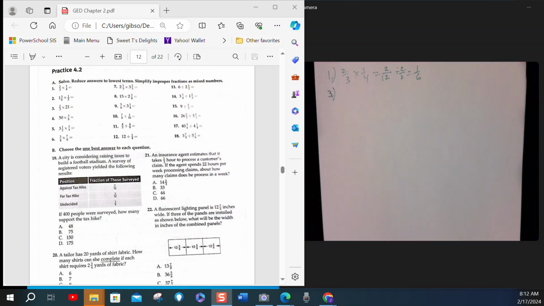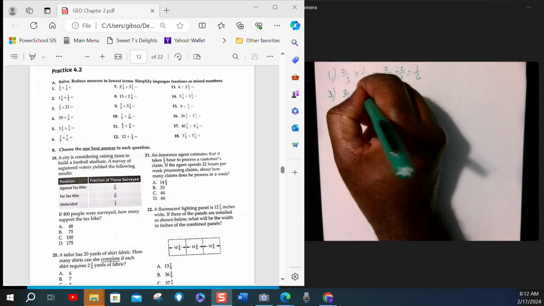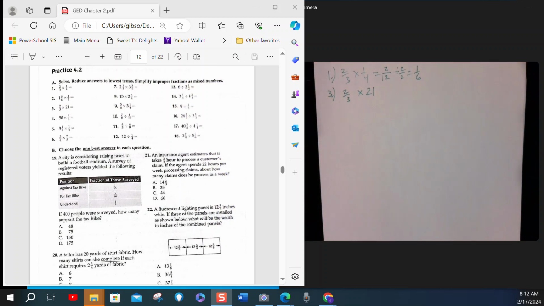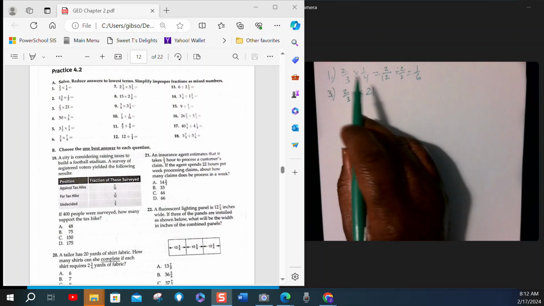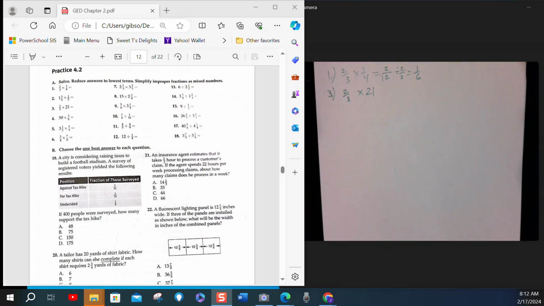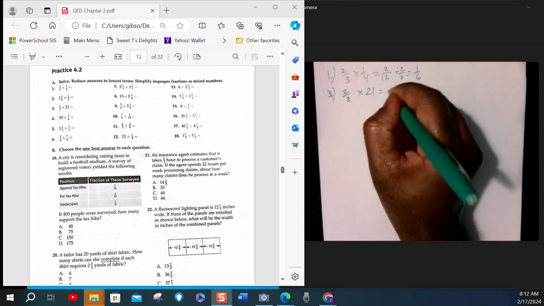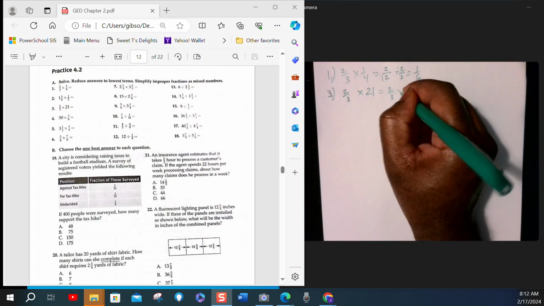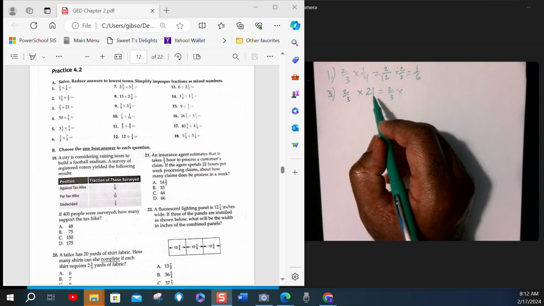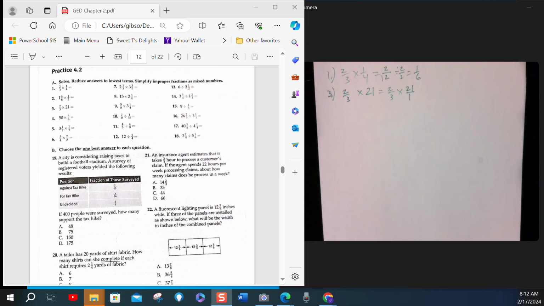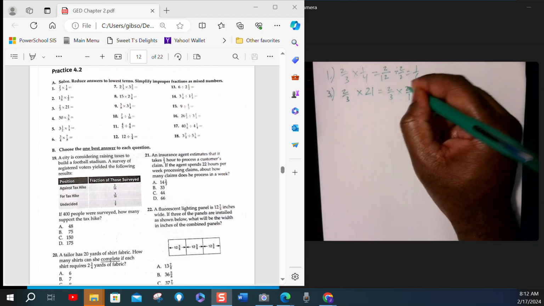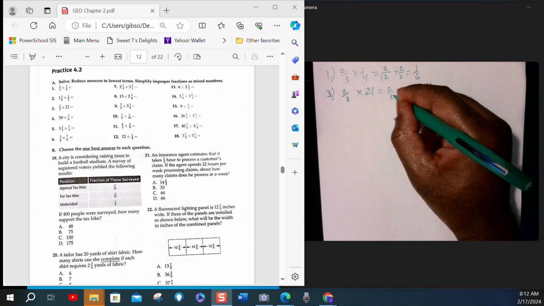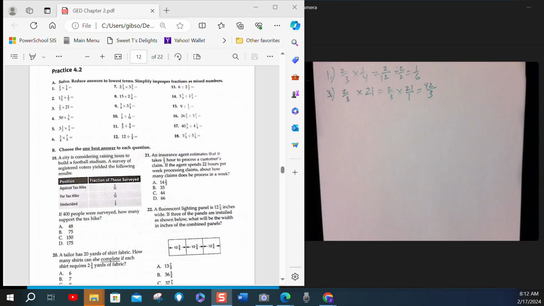So we will have 2/3 times 21. Now, in order to multiply fractions, remember up here we did top times top, bottom times bottom. So what we would do is make this whole number into a fraction. So 2/3 will remain 2/3 times 21. Anytime you have a whole number, you put that over 1, and that makes it into a fraction. So now we multiply top times top. 2 times 21 is 42. And then bottom times bottom, 3 times 1 is 3.